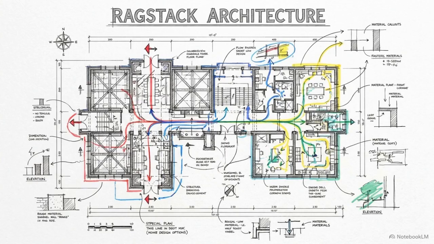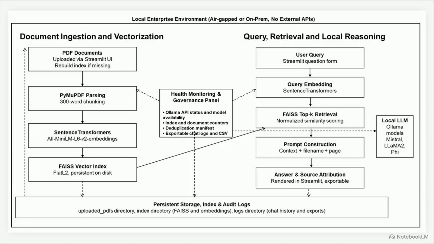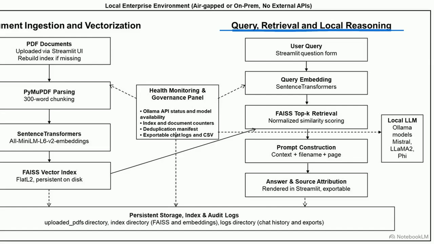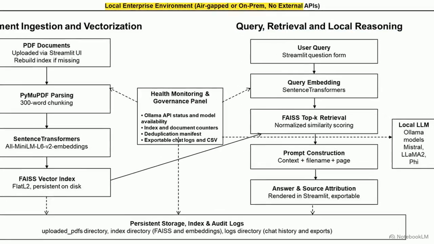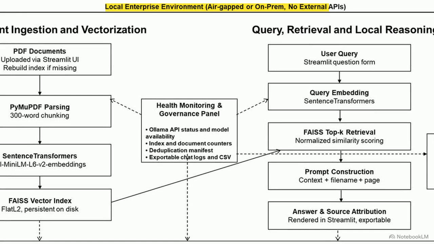Step 1 is understanding the blueprint. We are building a privacy-first system called RAG-Stack. This chart shows the complete architecture. On the left is the document ingestion pipeline, where files are processed. On the right is the retrieval pipeline, where the agent reasons through questions. Notice the top boundary condition. The entire environment is air-gapped with no external APIs.